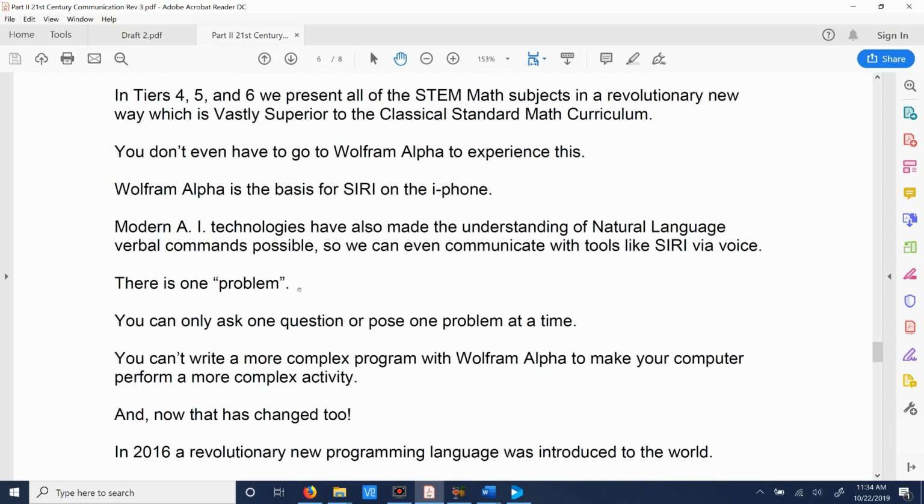But there's a problem with Wolfram Alpha. You can only ask it one question or pose one problem at a time. It'll answer it, that's wonderful. But what if you want to build on that and follow with a follow-up question? Well, that's not particularly easy to do. In other words, Wolfram Alpha is not a programming language. It's a tool to get questions answered. But you can't write a more complicated program with just Wolfram Alpha to do a more complicated activity. Well, now that has changed too.